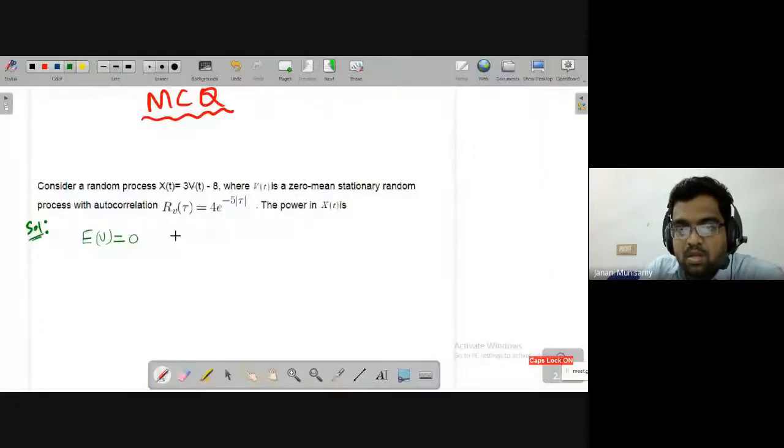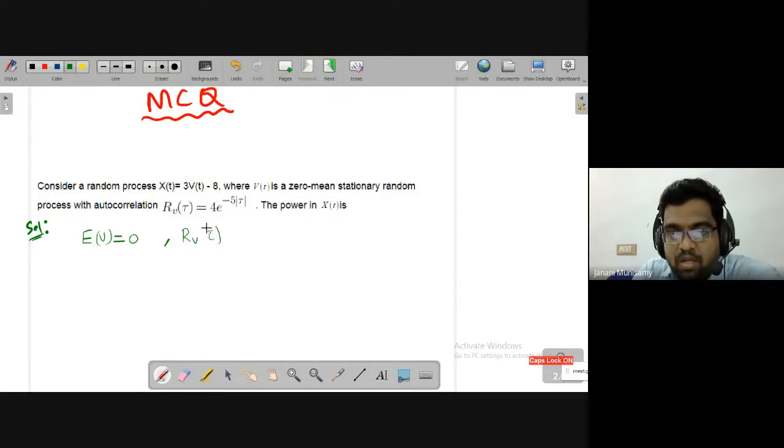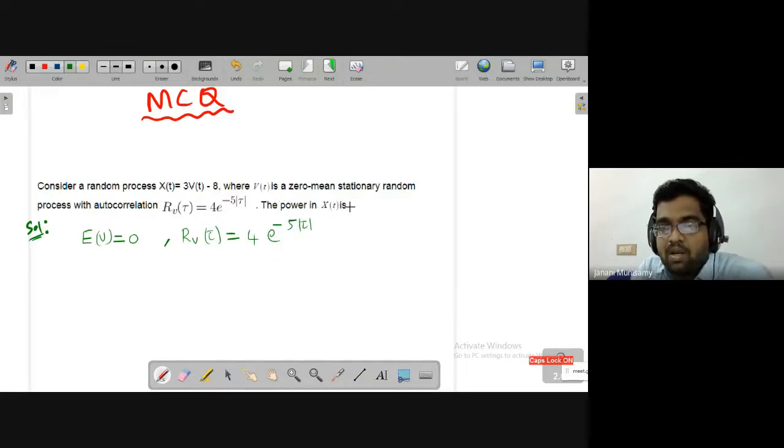Then they also mentioned the autocorrelation function for v, that is 4e power minus 5 mod tau. Now they are asking what is the power in x of t.